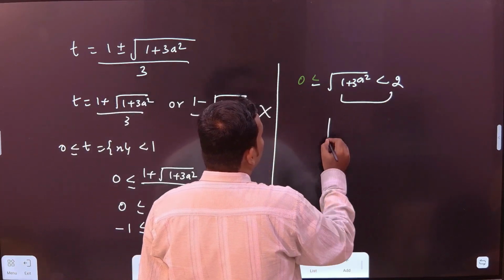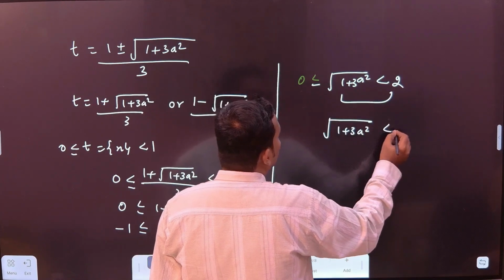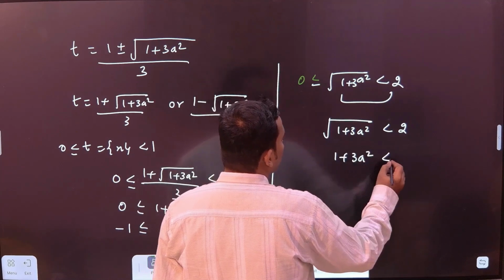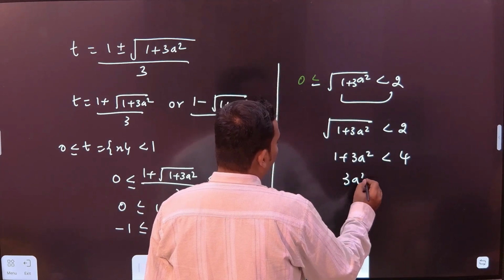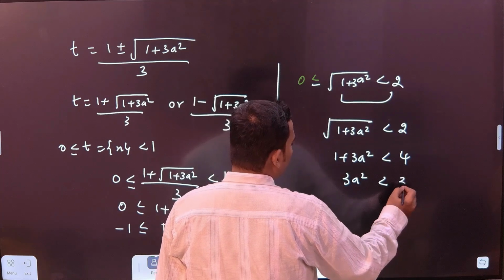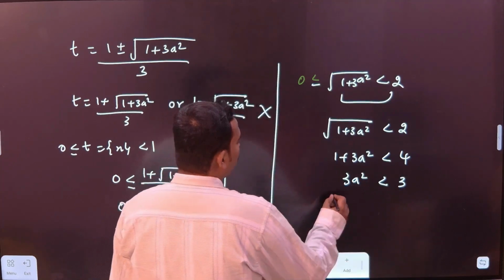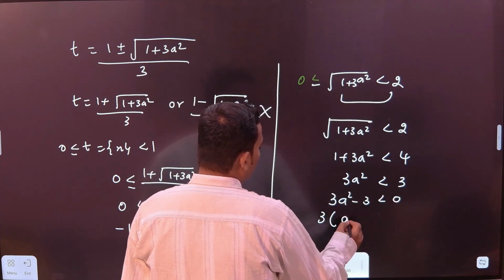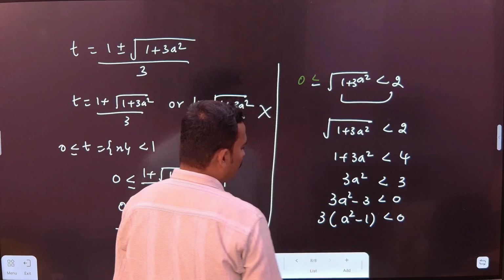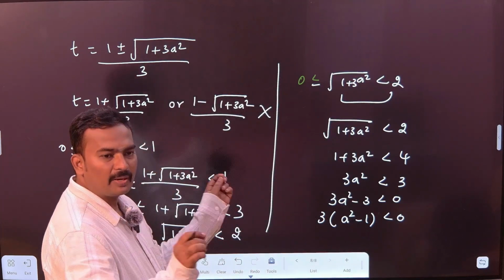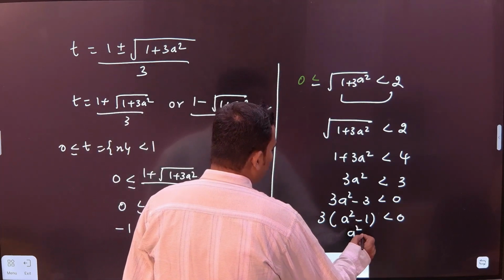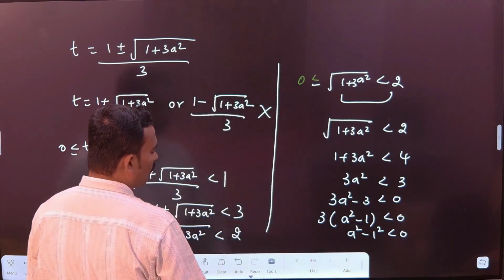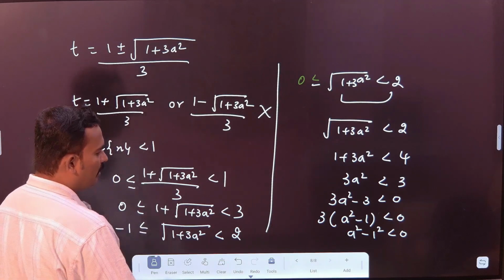You can see square root of 1 plus 3a squared is less than 2. Squaring on both sides, what will we get? 1 plus 3a squared is less than 4. So 3a squared is less than 4 minus 1, which is 3. Clear? So 3a squared minus 3 is less than 0. If you take 3 common, a squared minus 1 is less than 0. Clear? Now you can multiply by 1 by 3, and we get a squared minus 1 is less than 0.